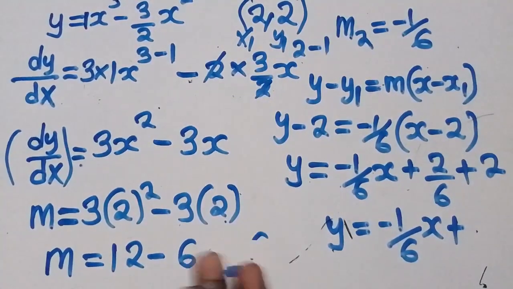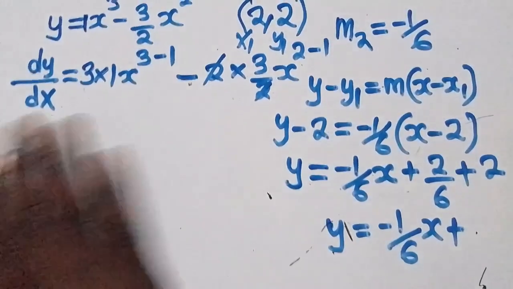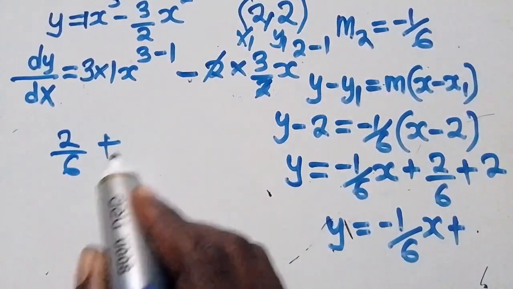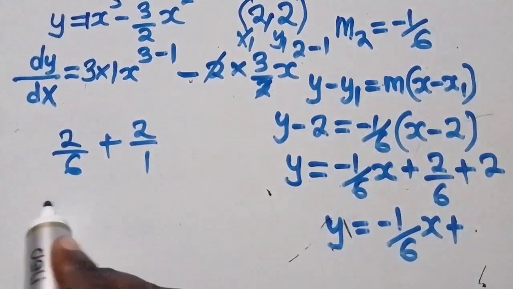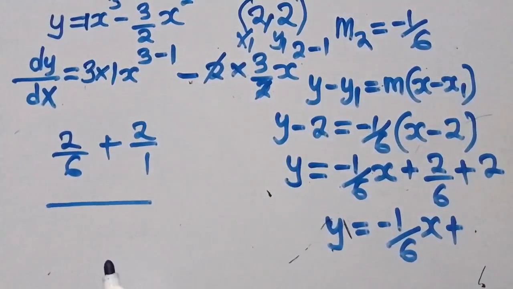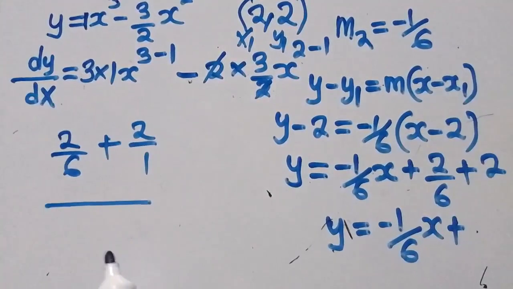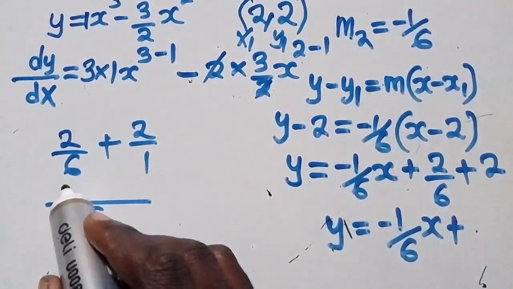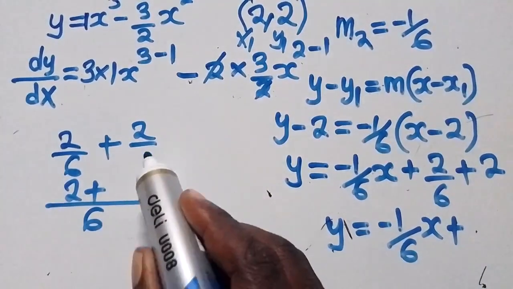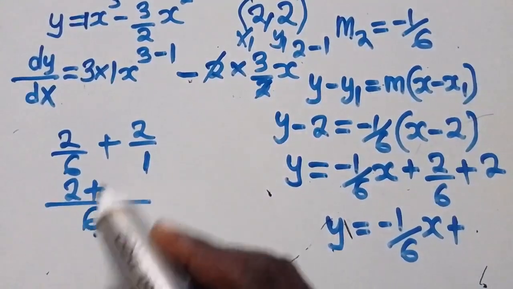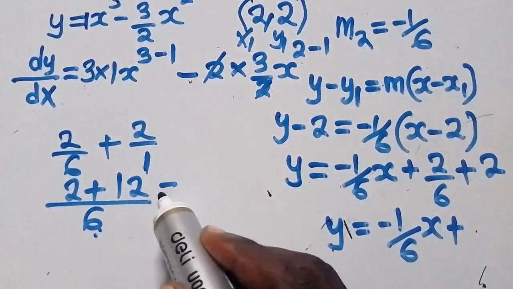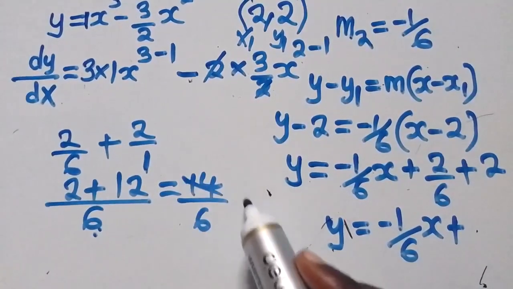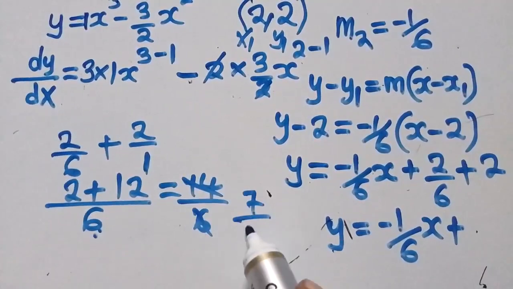So let me do this part now. It is 2 over 6 plus 2 over 1. What's the lowest common denominator there? The lowest common denominator there is 6. 6 into 6, 1. 1 times 2, it is 2, plus 1 into 6, it is 6. 6 times 2, it is 12, which is equal to 14 over 6. 2 there, it is 7. 2 there, it is 3.